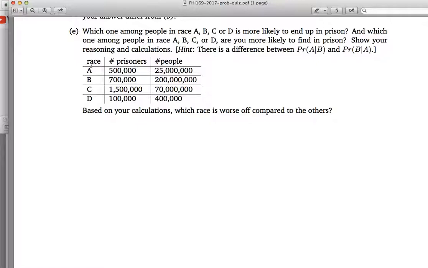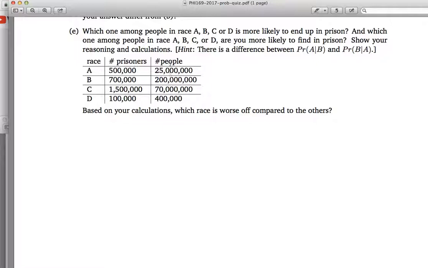So we have race in the table: people of a race or ethnic group A, B, C, and D. Here are the numbers of prisoners for each race. There are 500,000 for race A, 700,000 for race B, 1.5 million for race C, and only 100,000 for race D. So these are the numbers of people of each race in prison.